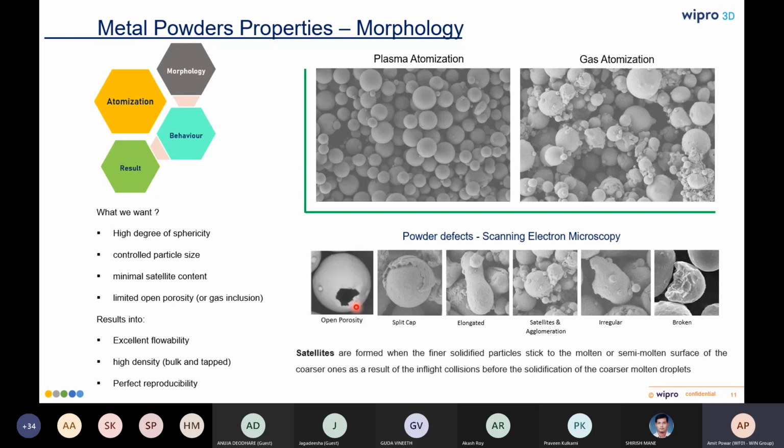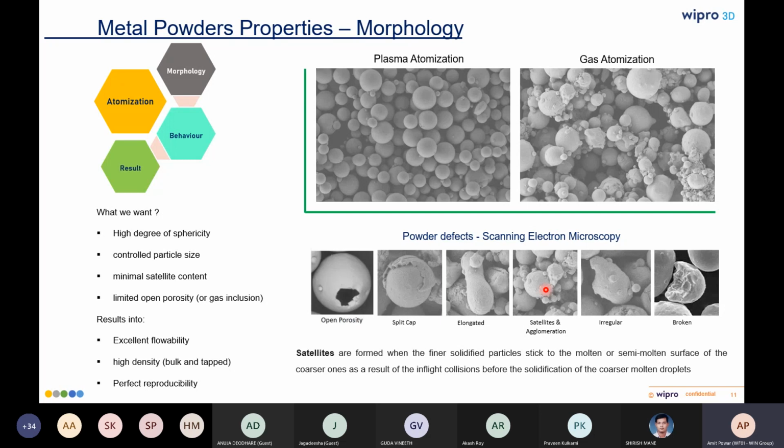So this is the second one, the next one is a split cap, and some powder particles will be elongated. The next one is where the powder particles can be elongated. This can be seen majorly in aluminum powders. Then there is satellite formation and agglomeration, which is a more common defect in powders.